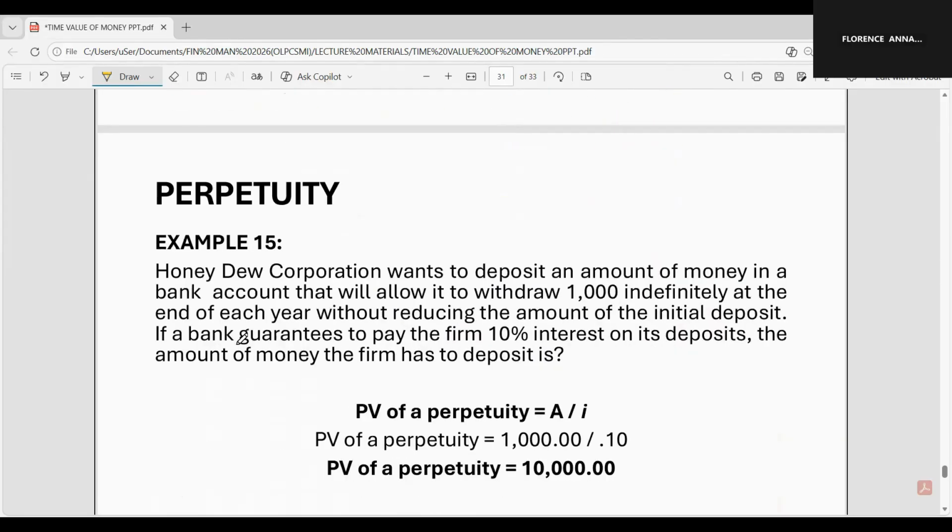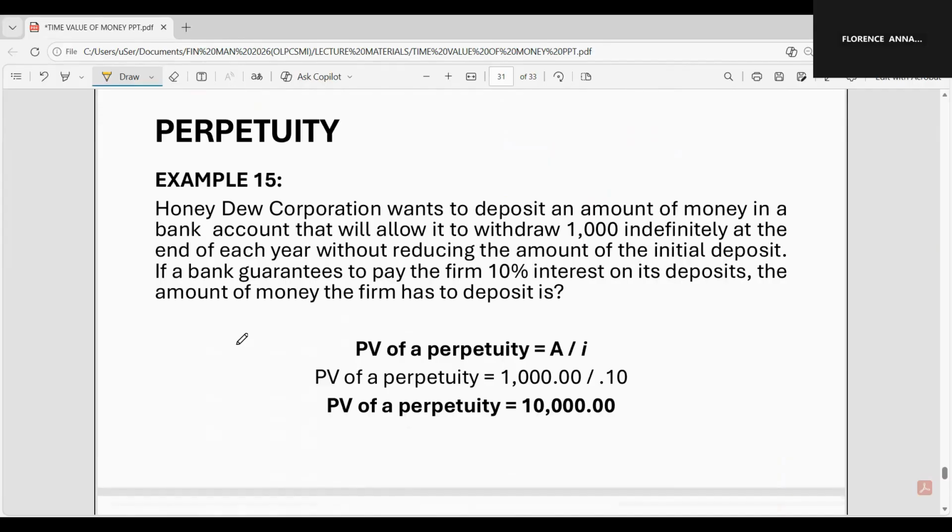Now, let's try solving. Honeydew Corporation wants to deposit an amount of money in a bank account that will allow it to withdraw 1,000 indefinitely at the end of each year without reducing the amount of the initial deposit. If a bank guarantees to pay the firm 10% interest on its deposit, the amount of money the firm has to deposit is what? So, ano ulit yung formula ng ating present value of a perpetuity?